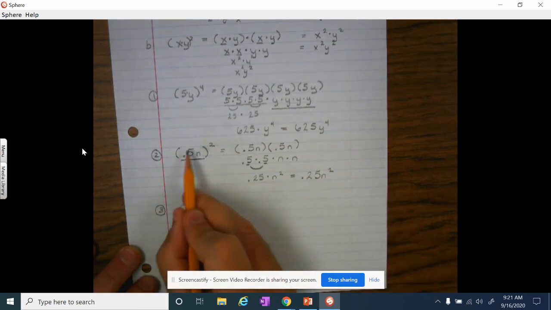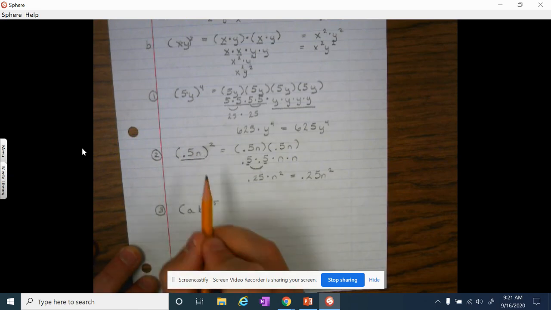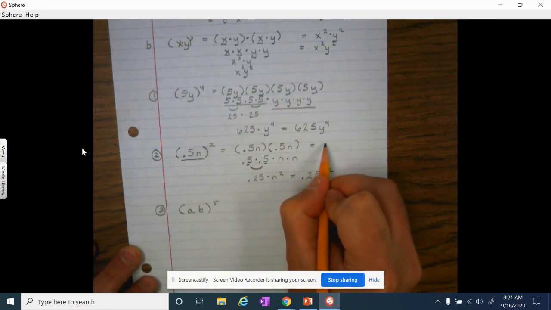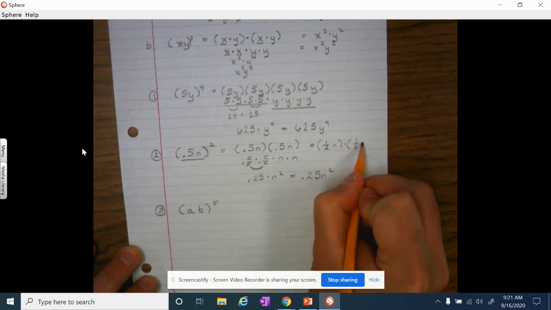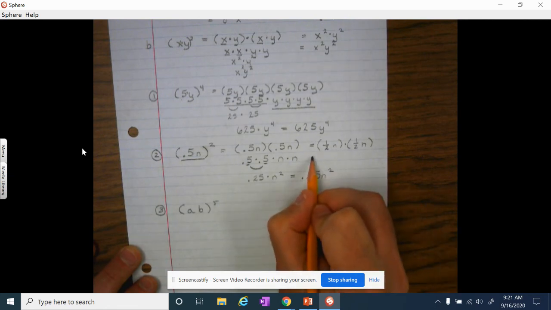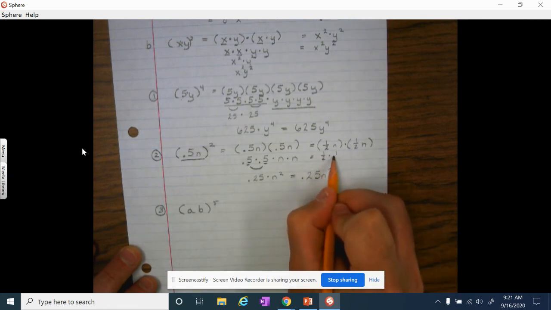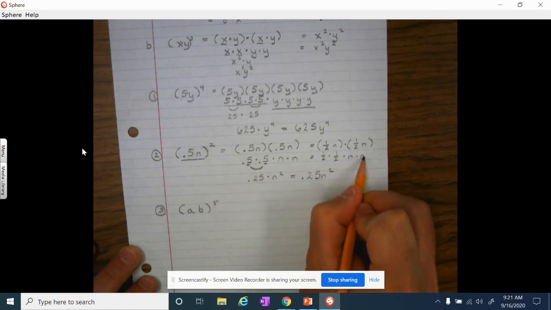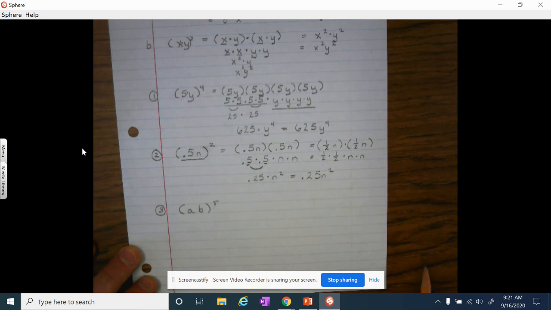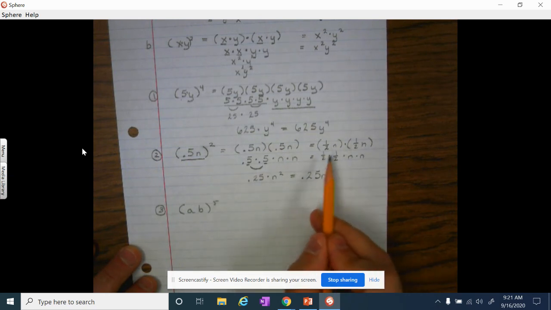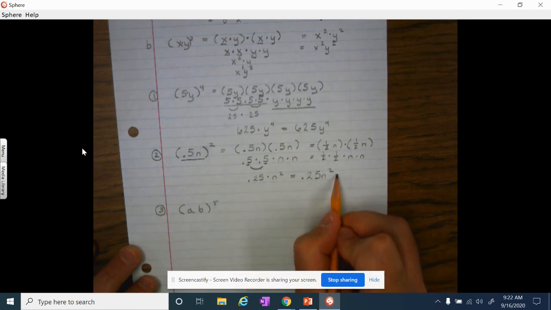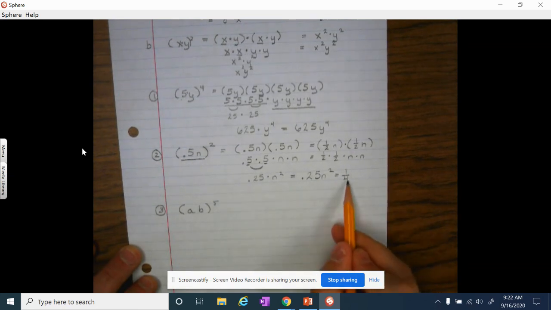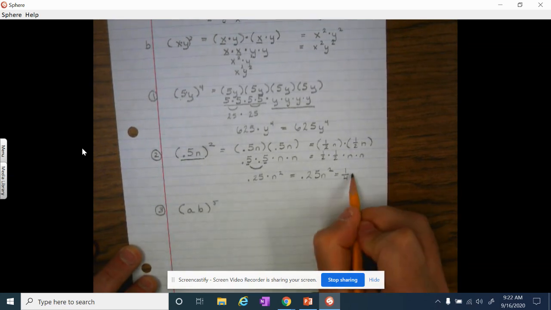I'll show you real quick another way to do this. If you're a fraction fan more than a decimal fan, you should know that 0.5 is 1/2 as a fraction. So I'm going to put it over here. I have 1/2 n times 1/2 n. And so I have 1/2 as I group my like terms. 1/2 times 1/2 times n times n. Well, when you multiply fractions, half times half, you just multiply straight across. So 1/2 times 1/2 is 1/4, which makes sense because 1/4 of a dollar is 0.25. And then you have n squared.